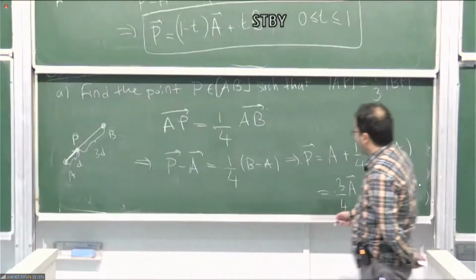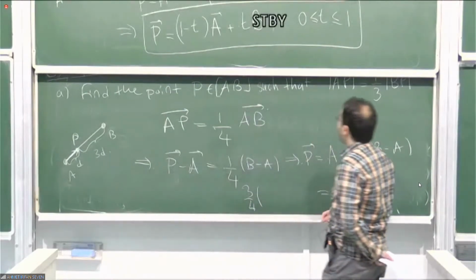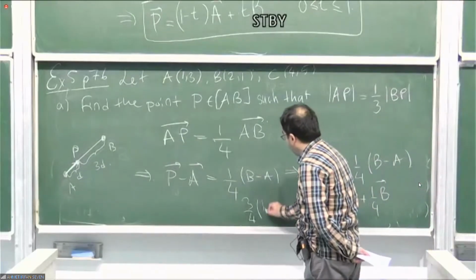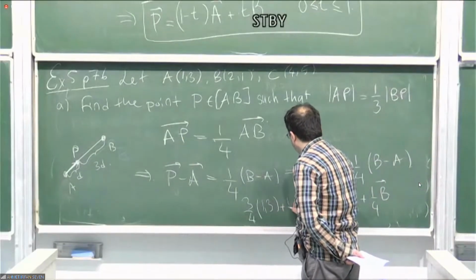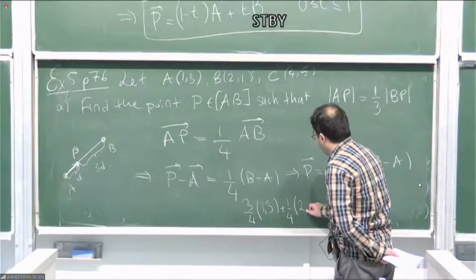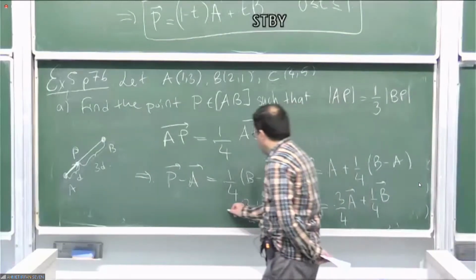Okay. Let's write it explicitly. So it will be 3 over 4 times A. So the point A is (1, 3), plus 1 over 4 times B. B is (2, 1). Okay. Then, let's see.